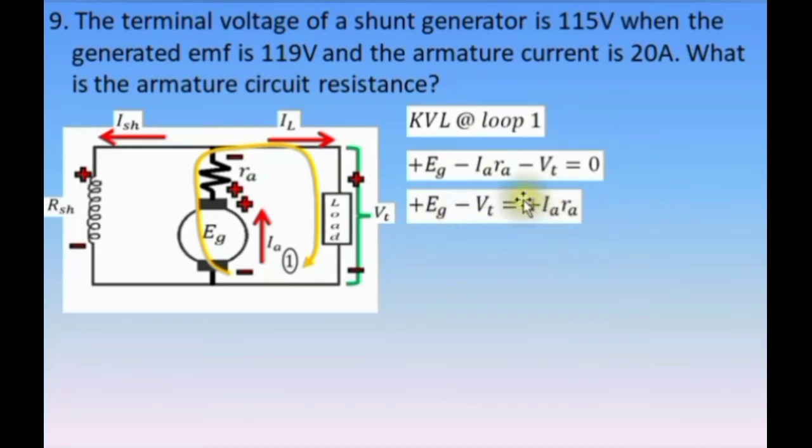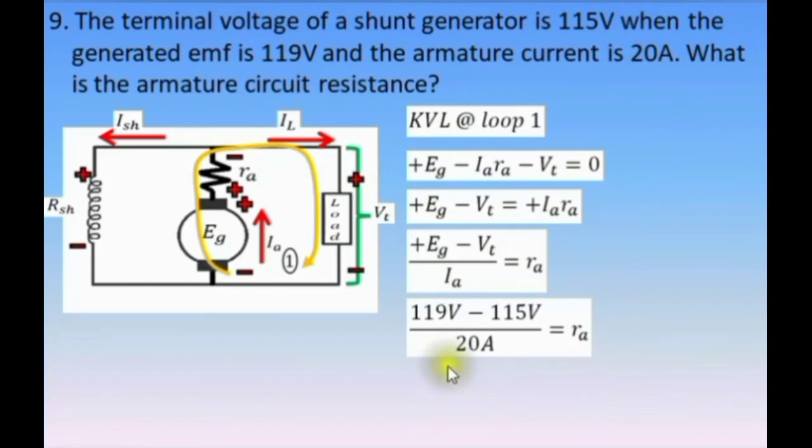Then next, cross multiply IA to the other side of the equation. We have EG minus VT divided by IA equals RA. The generated EMF is 119 volts and the terminal voltage is 115 volts. Current IA equals 20 amperes, so we substitute those values. 119 volts minus 115 volts divided by 20 amperes. Armature circuit resistance equals 0.2 ohm.